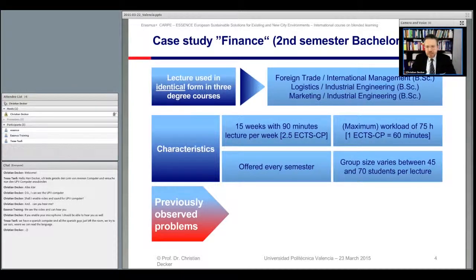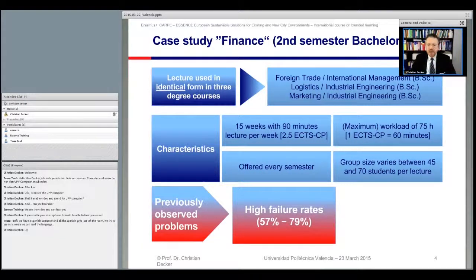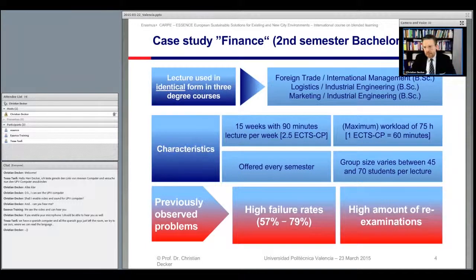Now there are some problems that I have observed previously. I used to have very high failure rates in the course Finance, or in the lecture Finance. High failure rates ranging between 57% and 79% per semester, which is obviously, at least from our perspective, quite high. And I was quite disappointed, which also meant that there was a high amount of re-examinations.